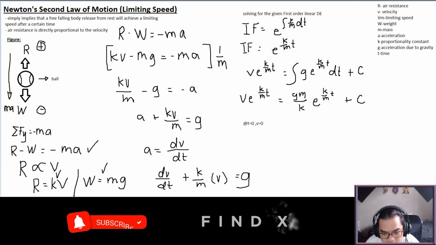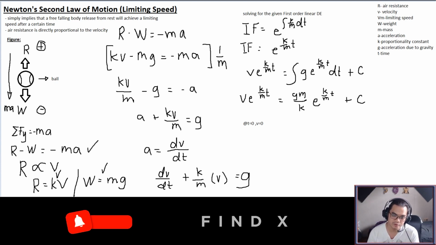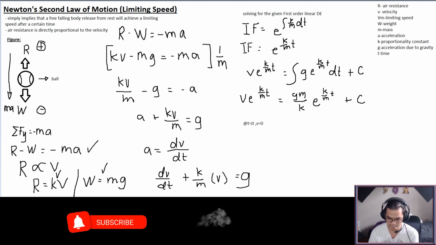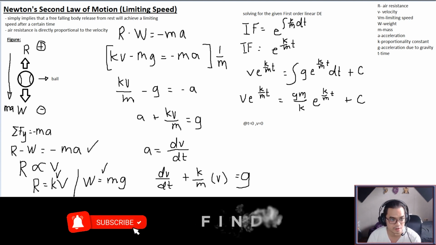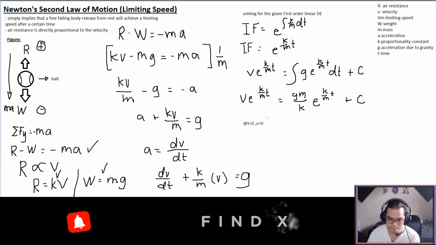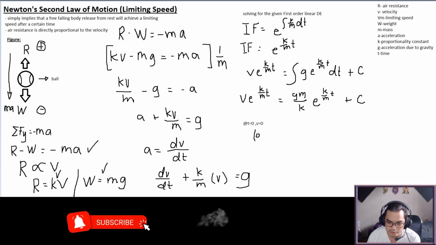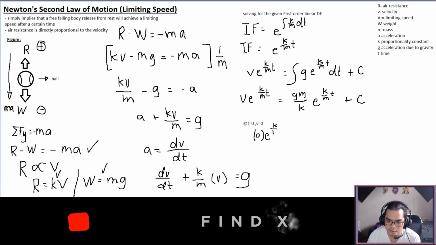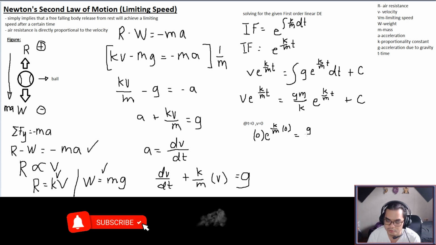Okay, considering t equal to 0 and v equals to 0, let's substitute these values to the equation. So you'll have here v is 0, right? Therefore, you'll have your 0 times e raised to k over m times 0, and this is equal to g m over k e raised to k over m times 0 plus c.